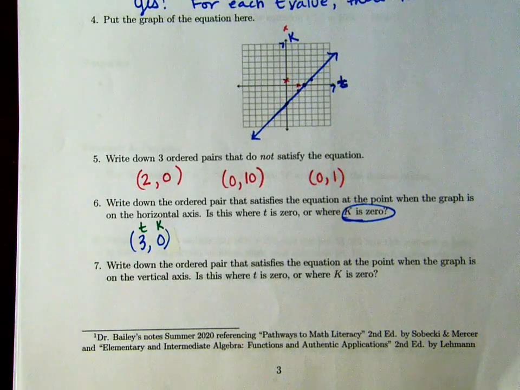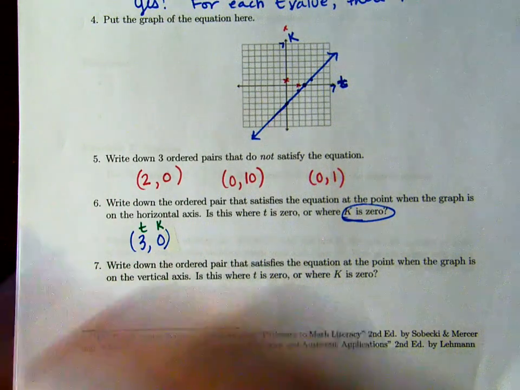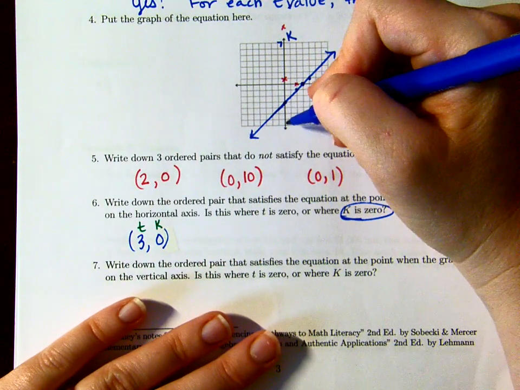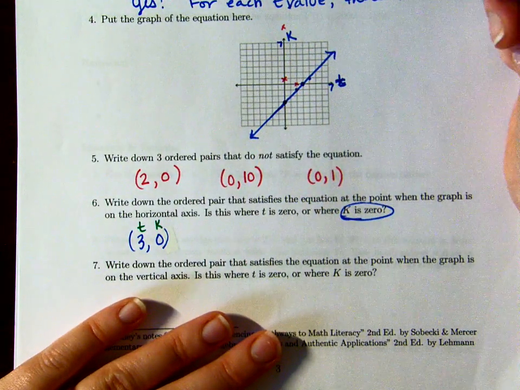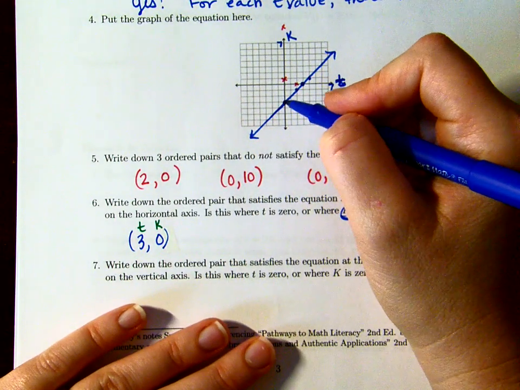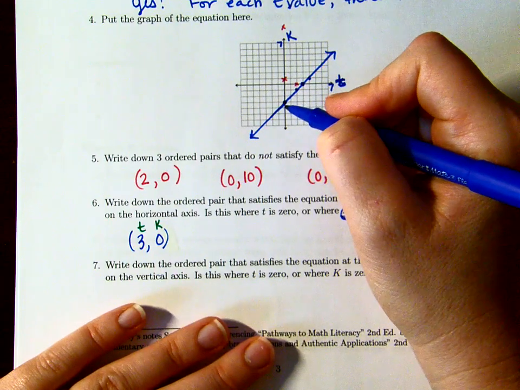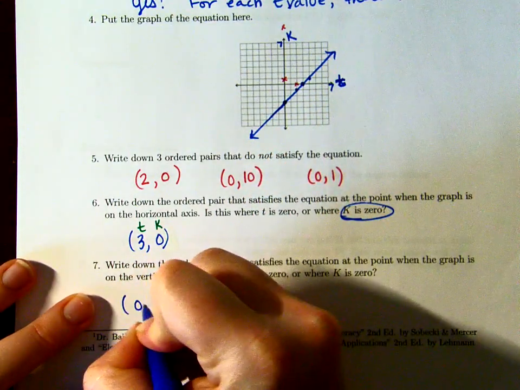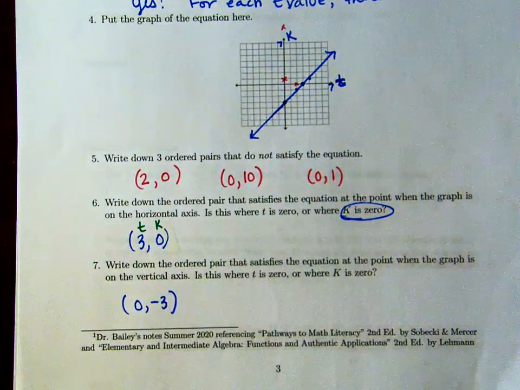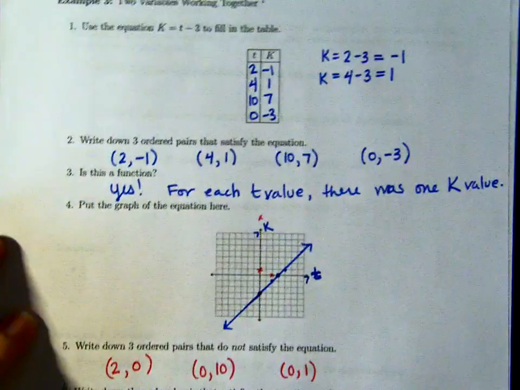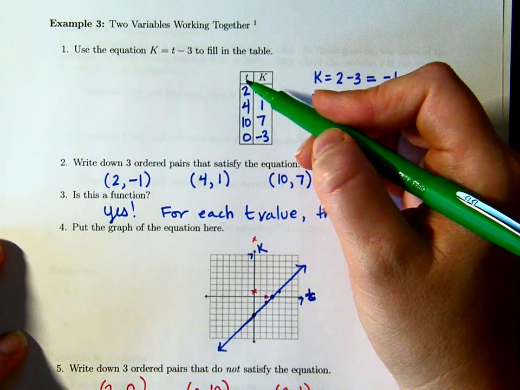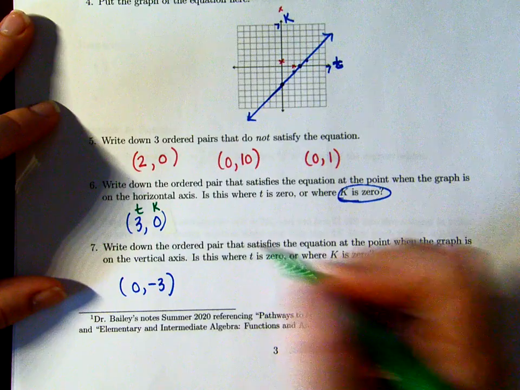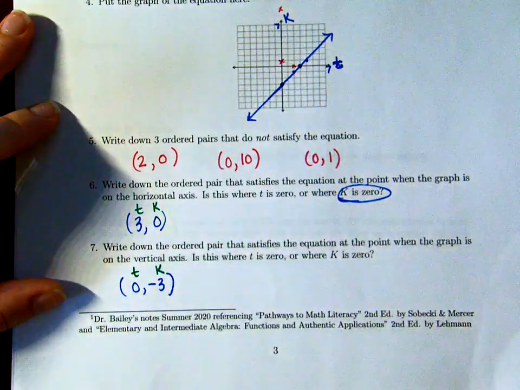Write down the ordered pair that satisfies the equation at the point when the graph is on the vertical axis. So we look at the K axis, which is running up and down, and this point right here on our line that meets that. So where is that? 1, 2, -3. So this coordinate pair here is 0, -3. And just to write down what we're keeping track of, that's when T is 0 and K is -3.